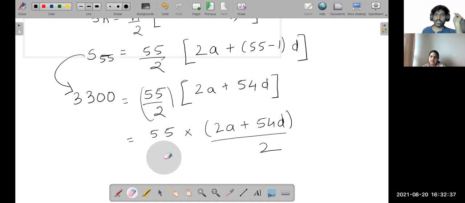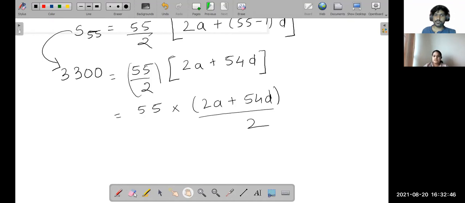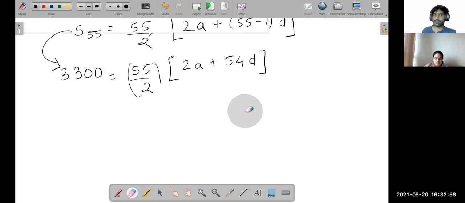Did you understand this? What I did? Yeah, I understood, but what to do? That I did not understand. Why can't we just first solve the bracket? Yeah, we don't know the values of a and d, no? We need to first find out the values of a and d. What does it start with? Sum of the first 55 terms in an AP. Okay.